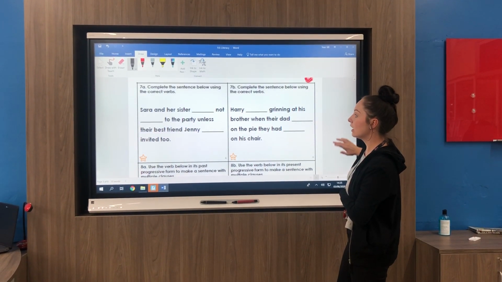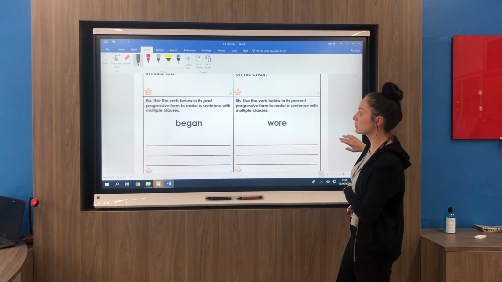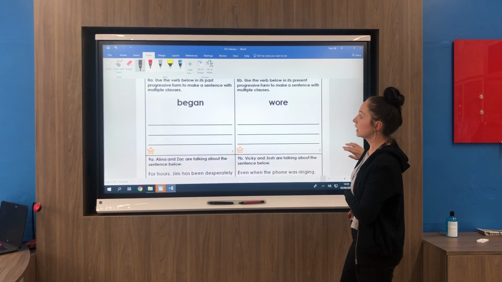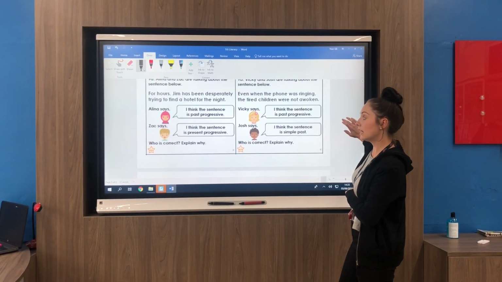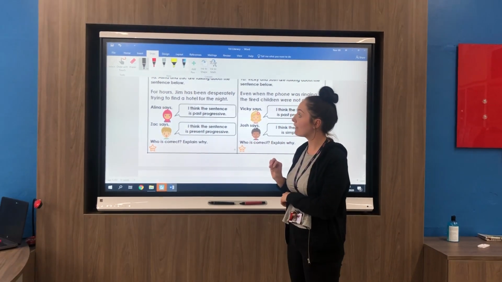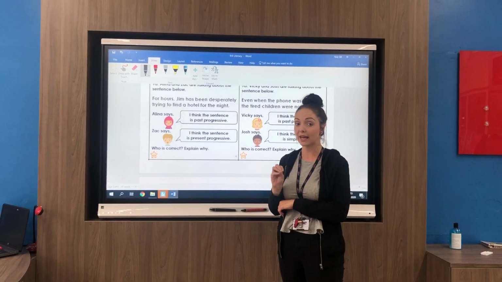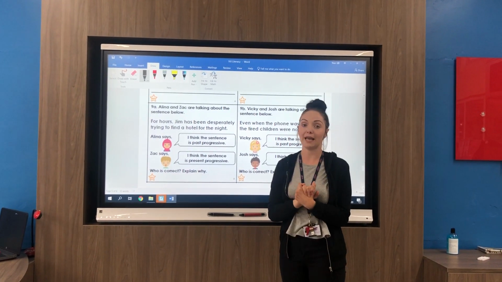And then on the hot sheet, you've got to fill in the blanks in those ones with the correct ones. Use past or present progressive again. And again, figure out who is correct. So just read your questions really carefully. Remember, we have done all of this in SPaG, so rack those brains and try and remember, and you should be absolutely fine.